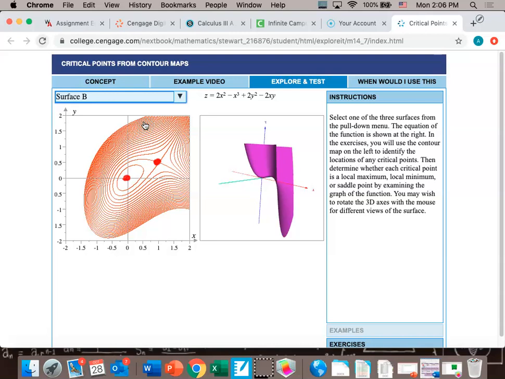None of the level curves are labeled, but you can use the graph to help you figure it out. Yeah, it's like that. All right.